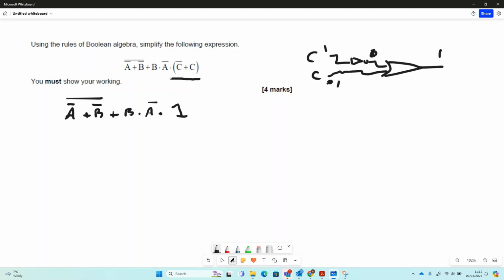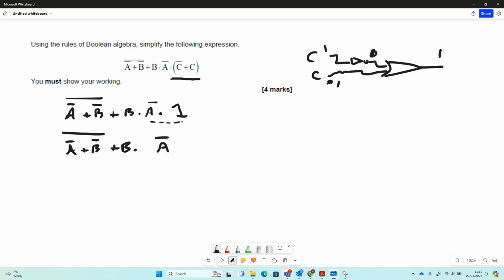So then we can look at the expression we've got left. We've got an AND going on here. So ANDs come before ORs, so we can do this AND. So we've got not A and 1. So not A and 1 is going to be not A. So we've now got not A or not B, all knotted, or B and not A.